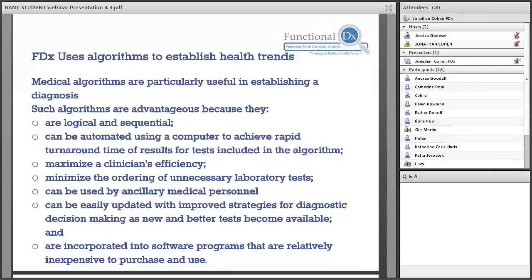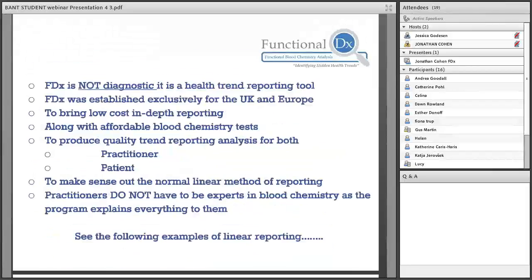You can minimize the ordering of unnecessary tests. So if you can find answers in the blood test, you won't need to go off and do organic acid tests. Clients have got limited amounts of money. Can be used by other ancillary medical personnel. These can be easily updated for improved strategies for diagnostic decision making as new and better tests become available and are incorporated into software programs that are relatively inexpensive to purchase and use. Well, I should say that functional diagnostics, FDX, is not diagnostic.